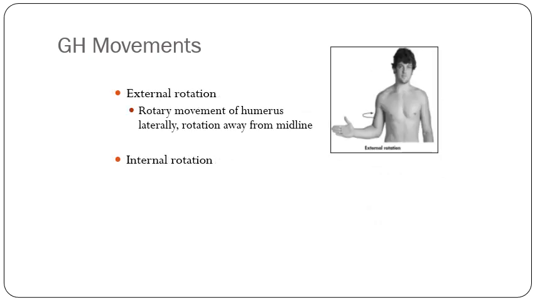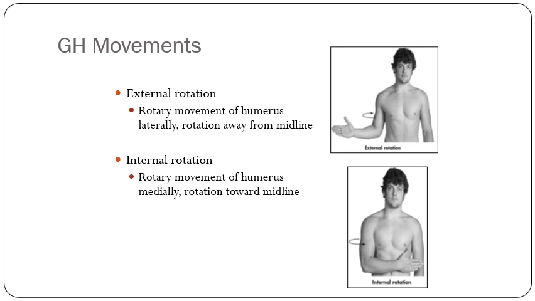And then external and internal rotation. External rotation, also known as lateral rotation, is rotary movement of the humerus away from the midline. And internal rotation is rotary movement of the humerus medially towards the midline. Again, be thinking about your plane of motion with this as well.